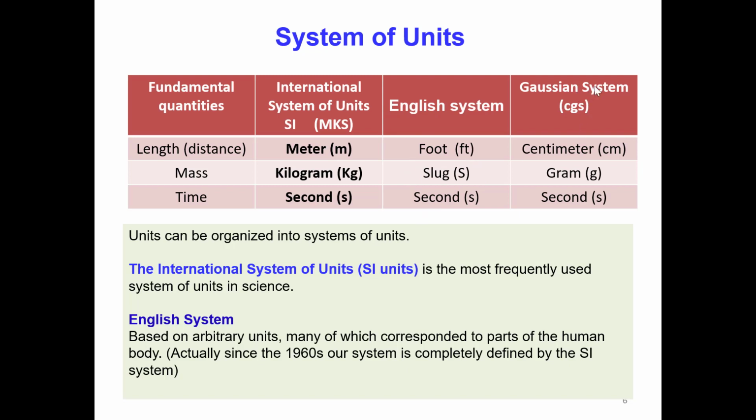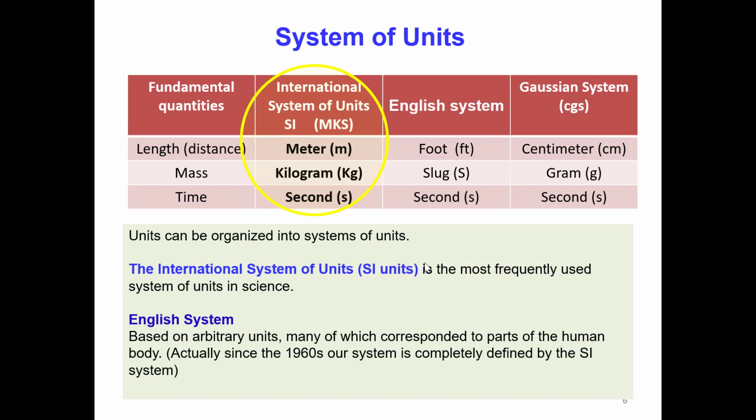In the Gaussian system, the length is centimeters, mass is in gram, and time is in second. This system is also called CGS, C for centimeters, G for grams, and S for seconds. One thing you can see is that the standard unit for time is the same for all three systems. But in science, the system most frequently used is the International System, or SI system.